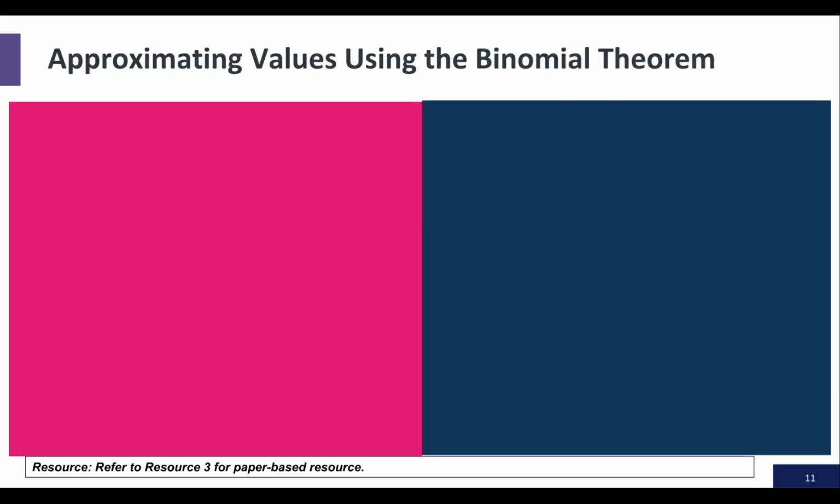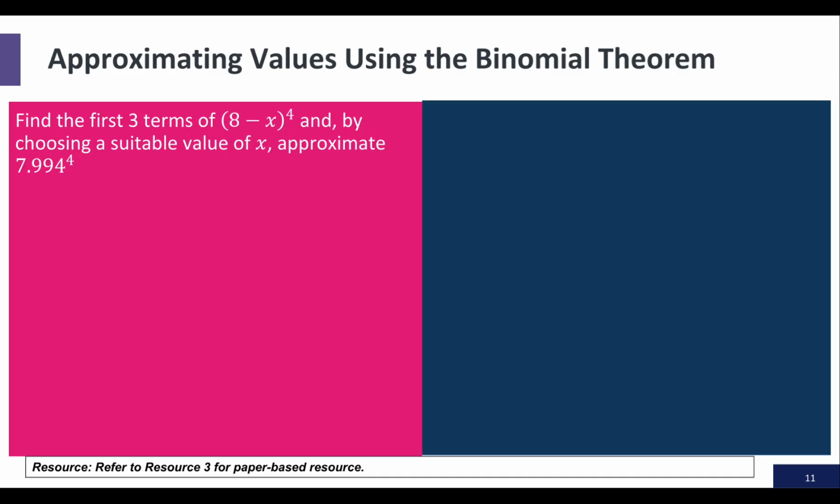Okay, so this is our final bunch of examples here. I've got 2 examples for me and 2 examples for you to work on. And this time we're approximating values using the binomial theorem. There's lots and lots of exam questions on this. So first of all, it says find the first 3 terms of 8 minus x to the power of 4 and, by choosing a suitable value of x, approximate 7.99 to the power of 4.